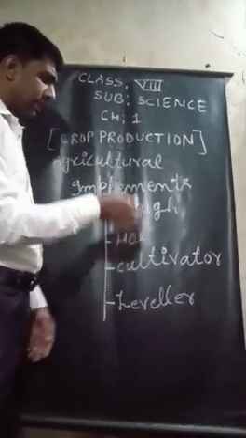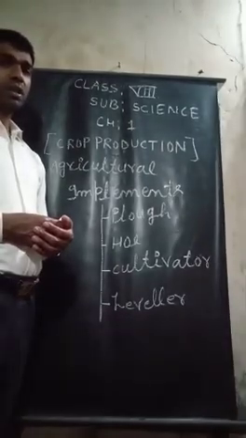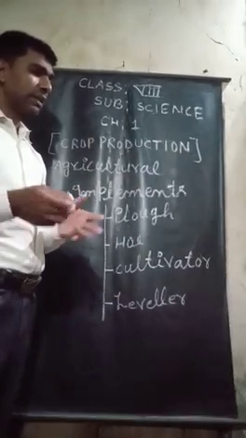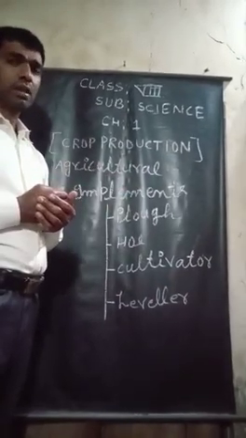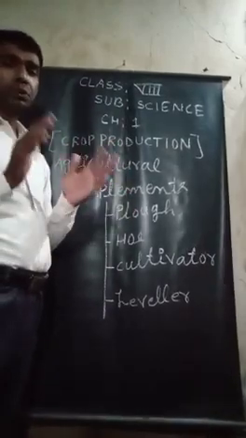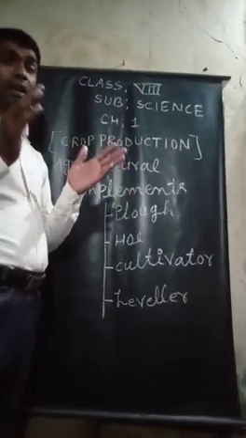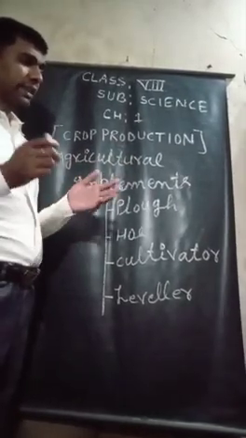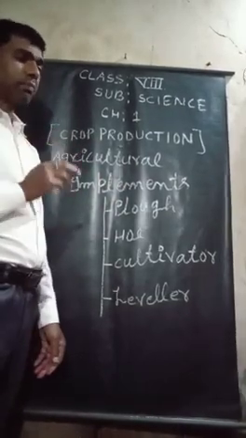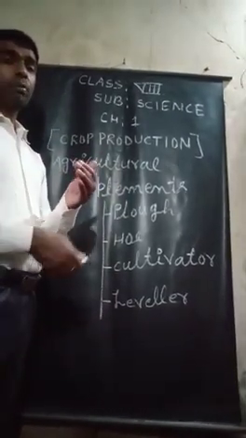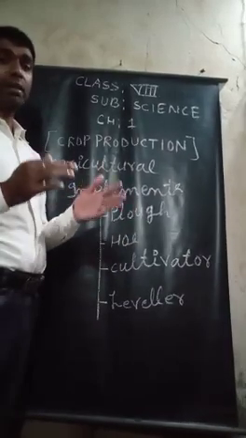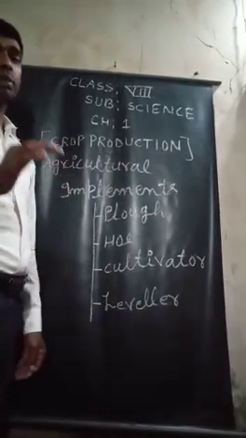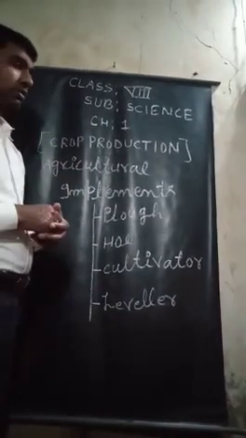Then the cultivator. What is the cultivator? These days, large fields are ploughed using a tractor driven cultivator. Using tractors saves labor and time. By using a tractor for ploughing a field, time and labor, both are saved.